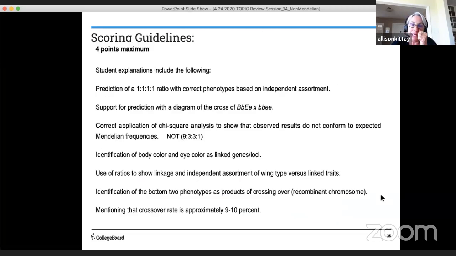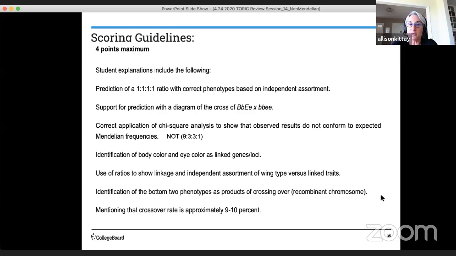Okay, so your explanation needs to include the idea that we would predict a 1-to-1 ratio if it was a Mendelian inheritance pattern. You could do a Punnett square that shows that cross, the dihybrid parent with the homozygous recessive parent. A correct application of the chi-square analysis to show that the observed results do not conform to the expected frequencies. In other words, these are not 9 to 3 to 3 to 1. You could say that because of those things, the body color and eye color are linked genes.